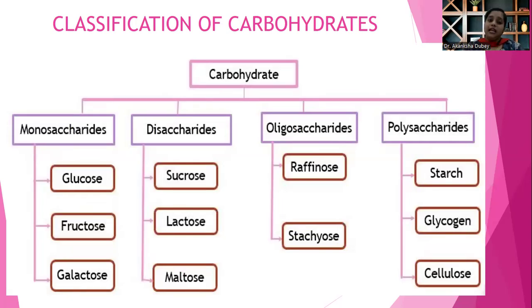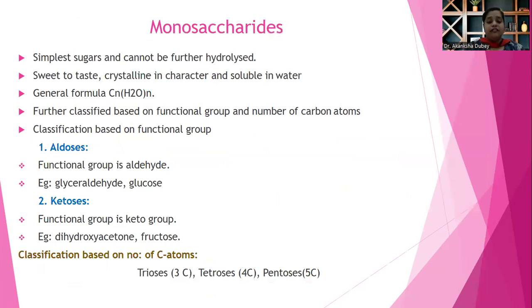Monosaccharide examples are glucose, fructose, and galactose. Disaccharide has sucrose, lactose, and maltose. Oligosaccharide includes raffinose and stachyose, and polysaccharide includes starch, glycogen, and cellulose. Talking of each of these categories, we'll first talk about monosaccharide.